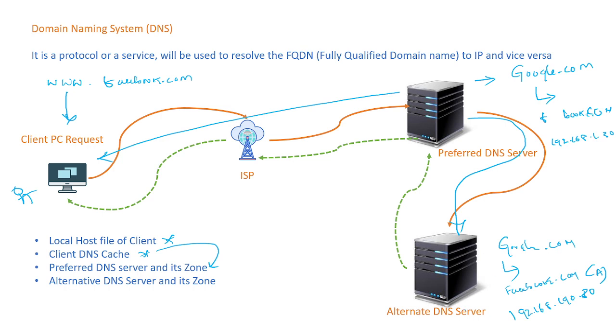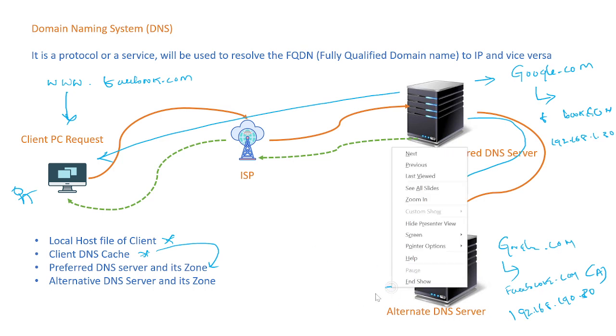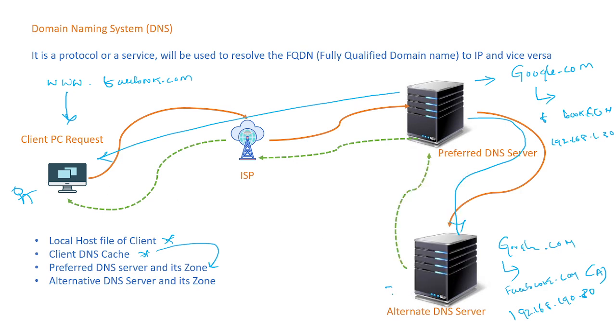In the alternate DNS server, if I have the record, yes, what it will do is, the alternate DNS server will not directly fulfill the request of the client PC, because the client PC is not sending the request to the alternate DNS server. The alternate DNS server is getting the request from the preferred DNS server. So this preferred DNS server asks the alternate DNS server, do you know this facebook.com?